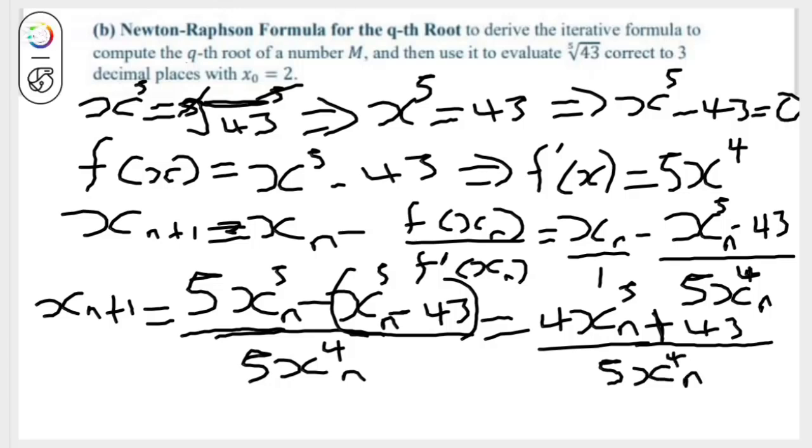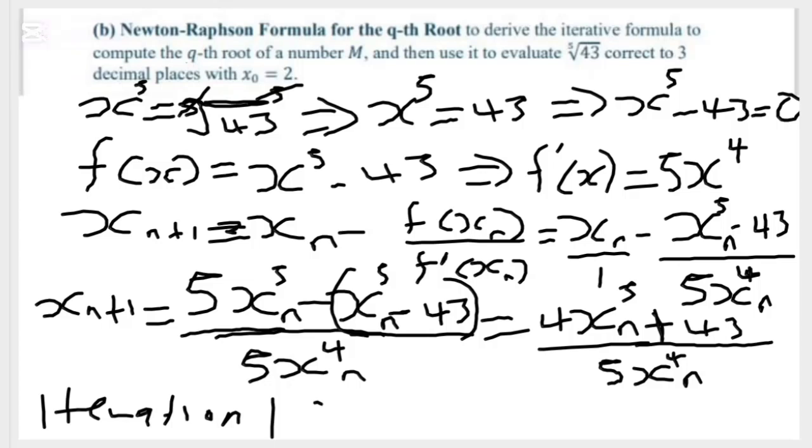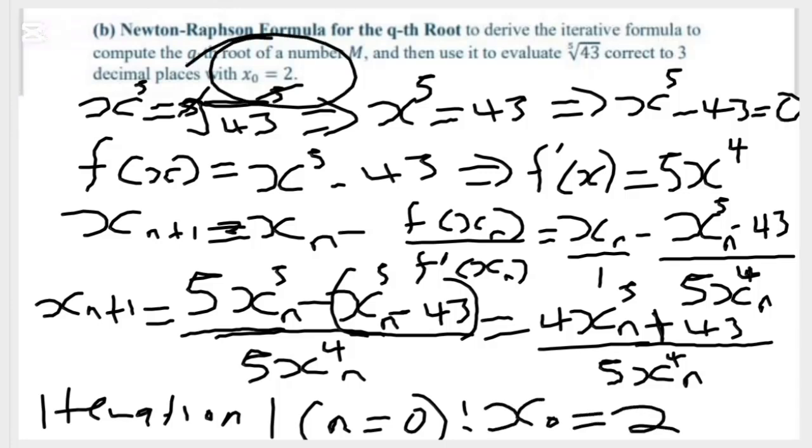So therefore, the next thing that we are going to do is find the first iteration, second iteration, until the point where two iterations are equal. So I will say iteration 1, when n equals 0. And also from the question they give us x naught equals 2, this is 8.